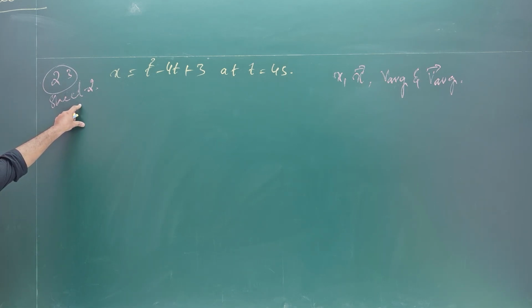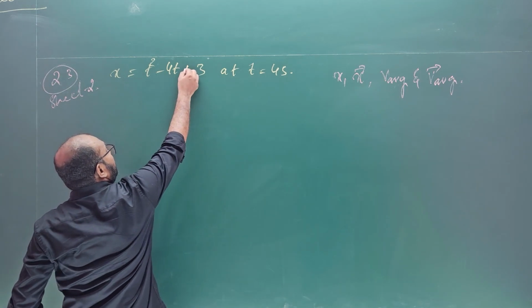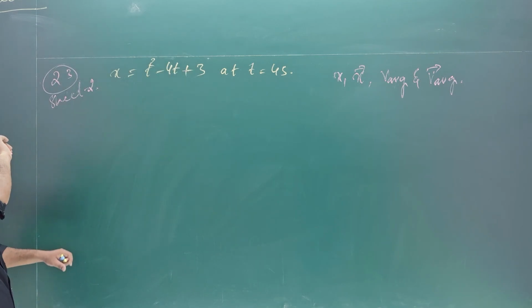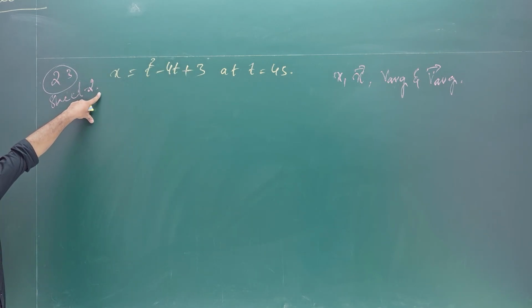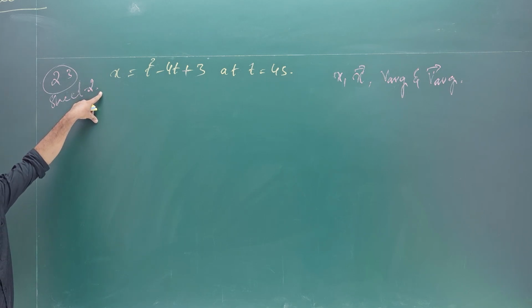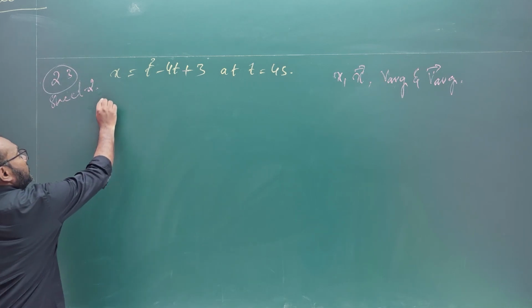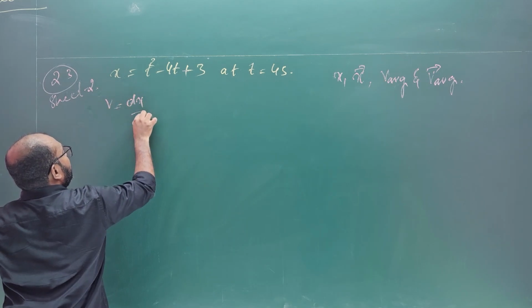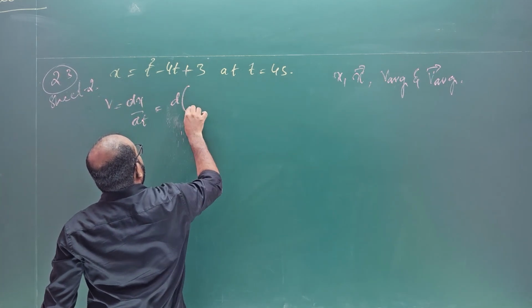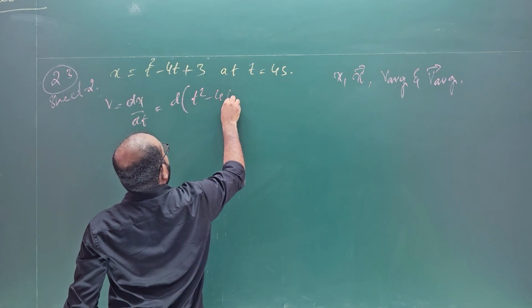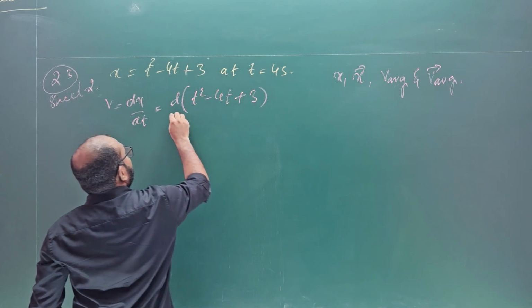Now, x is equal to t square minus 4t plus 3. Is the question correct? Check once. Okay. Now, the first thing we need to find, whenever distance, displacement, average speed or average velocity is asked, is to check whether the body is turning or not. To find that, we need to calculate if the velocity becomes 0 at any time. So v can be written as dx upon dt, which is d of t square minus 4t plus 3 upon dt.